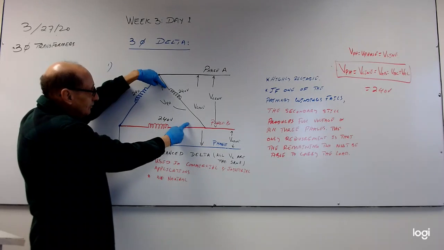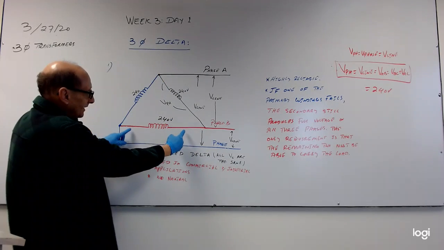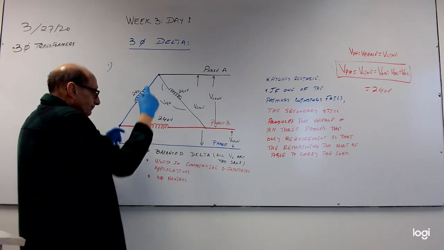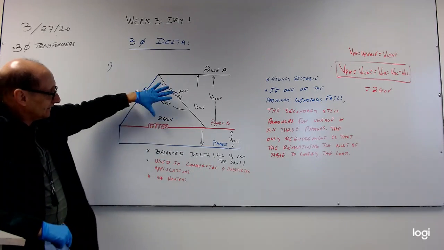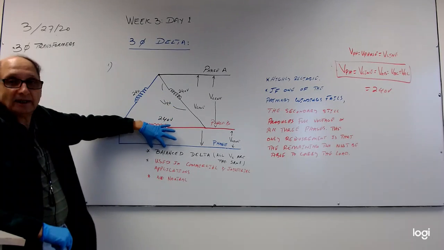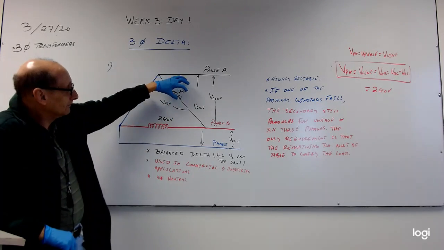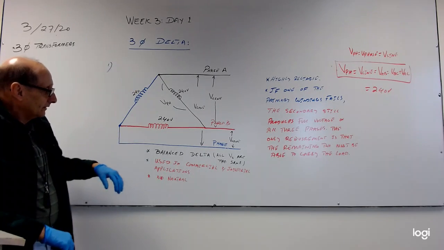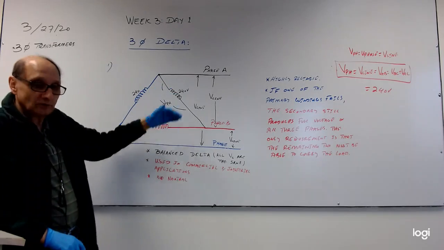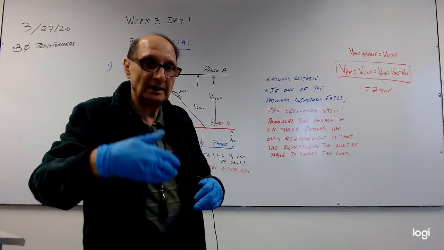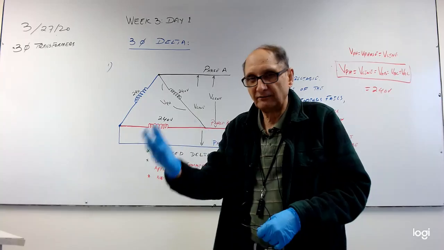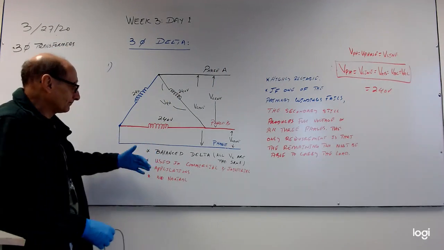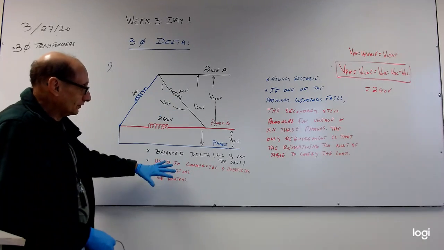So we get a phase voltage right here. We get a phase voltage right here. We get a phase voltage right here. Okay, this one is listed as balanced delta because all of these voltages are the same. Primarily this one is used in commercial and industrial applications, especially 3-phase motors, power distribution systems, and so forth. And of course, no neutral.